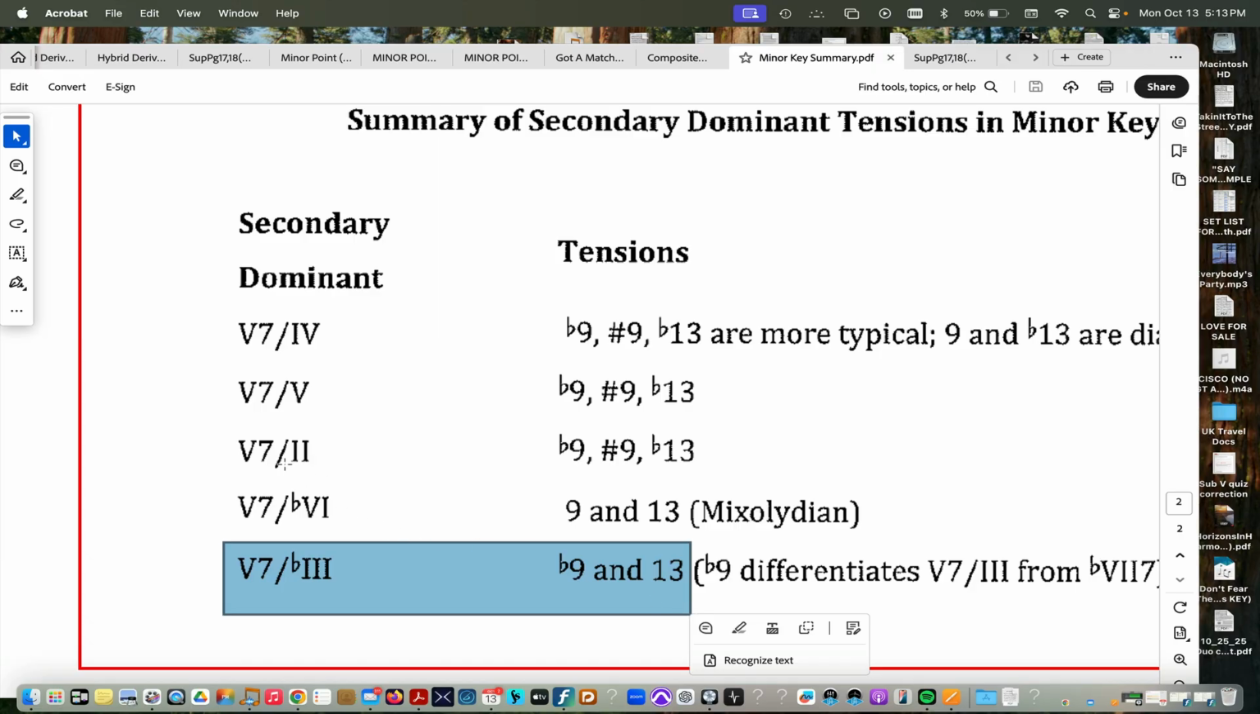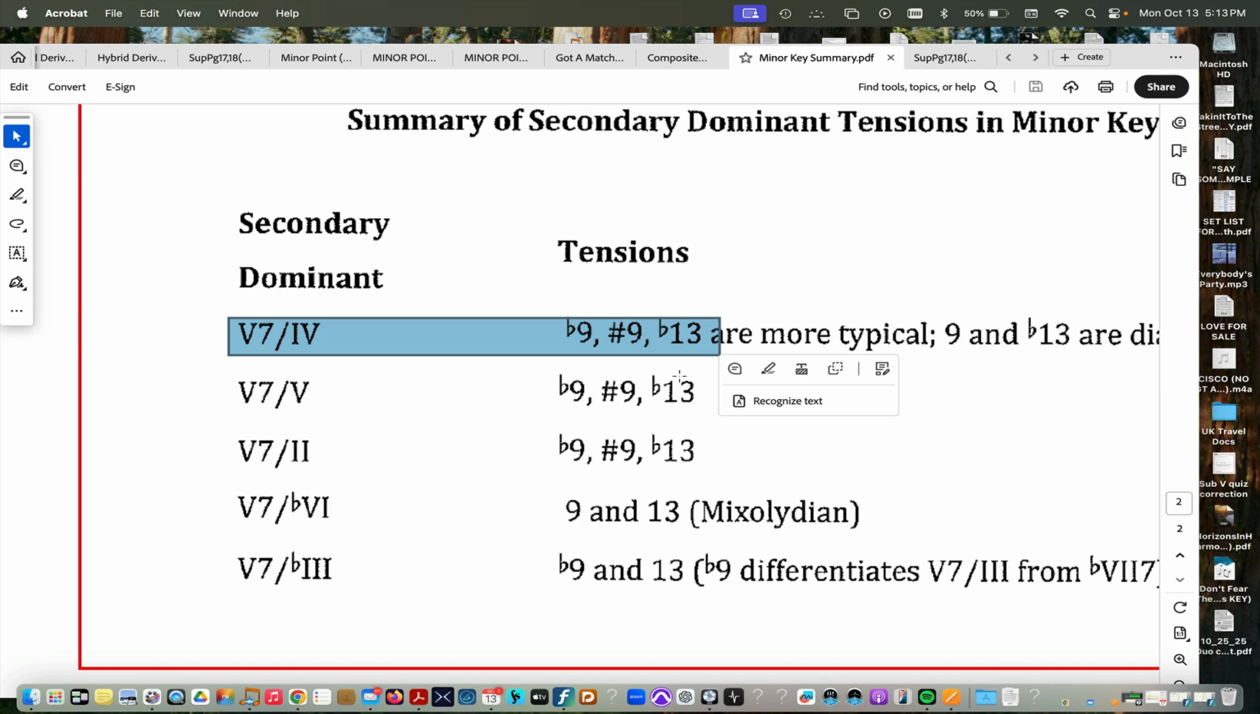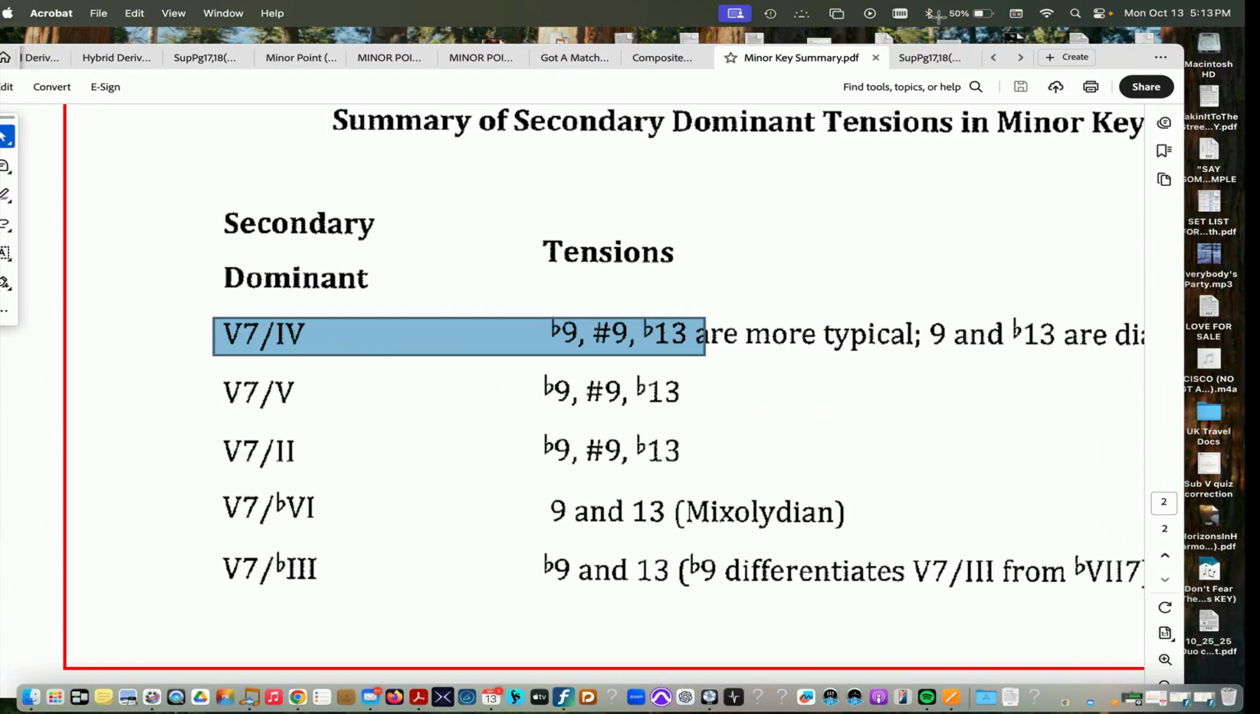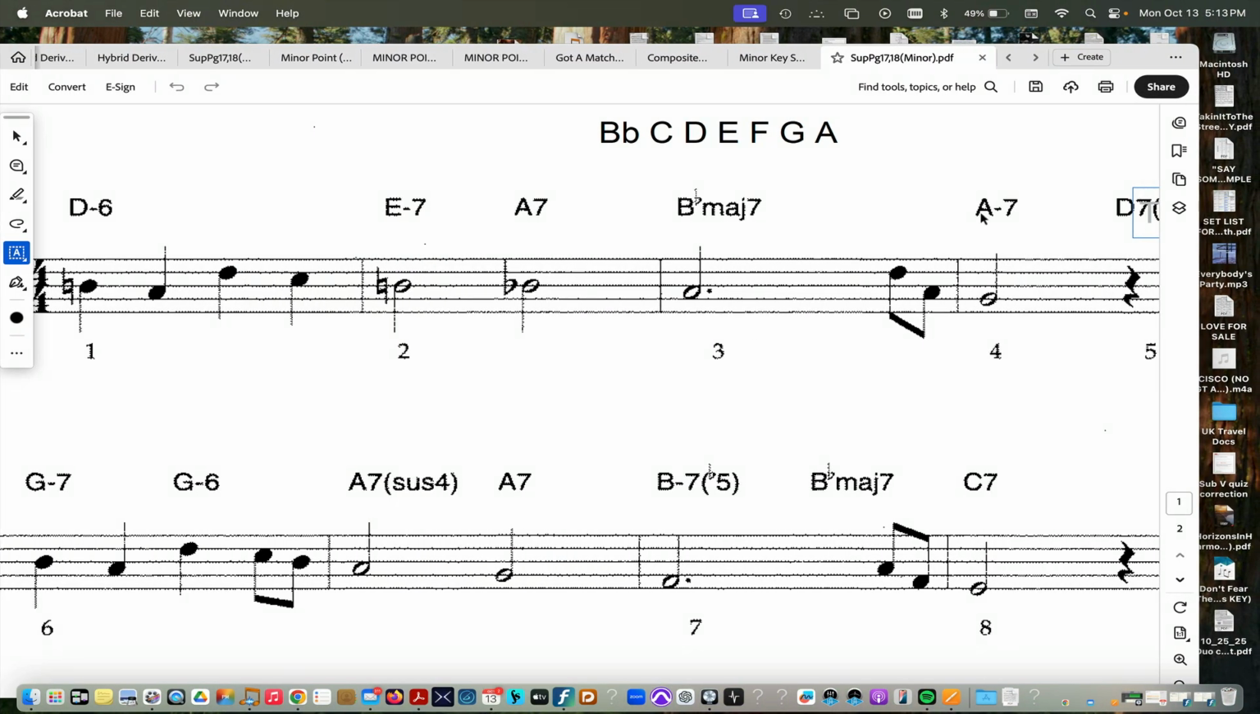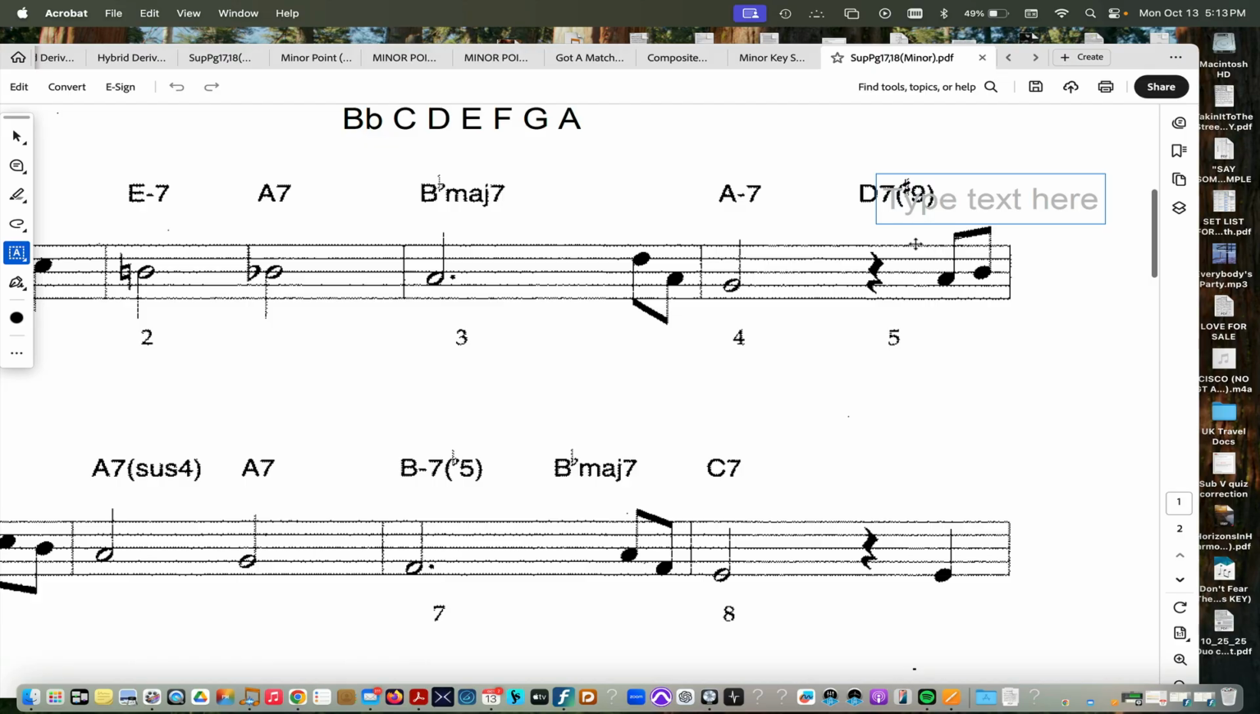So 5, 7 of 4, we would expect it to be minor tensions. It's going to a minor chord: flat 9, sharp 9, flat 13. And if we look at the minor point again, there it is. It's got a sharp 9 right in the chord symbol. So mixo flat 9, sharp 9, flat 13.